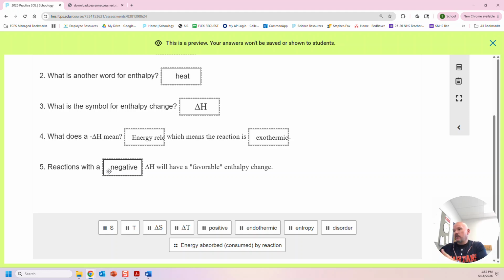It depends on something else, which we're about to talk about here in a second. But in terms of just what is favored in nature, according to thermodynamics and enthalpy change, when something is favorable and it has a negative delta H, the reason it's favorable is because the delta H is negative. So negative delta H is more likely to occur than positive delta H. It doesn't mean endothermic can't happen.